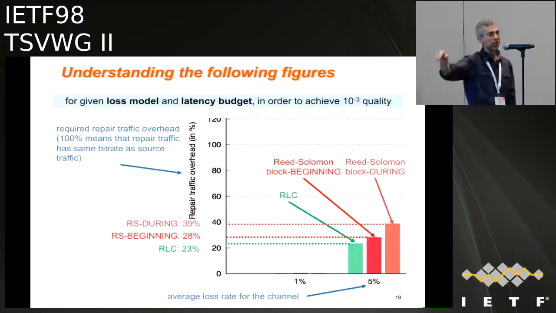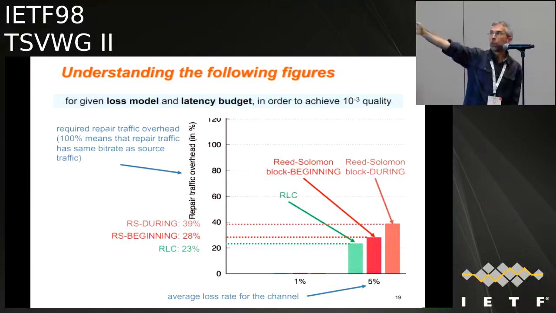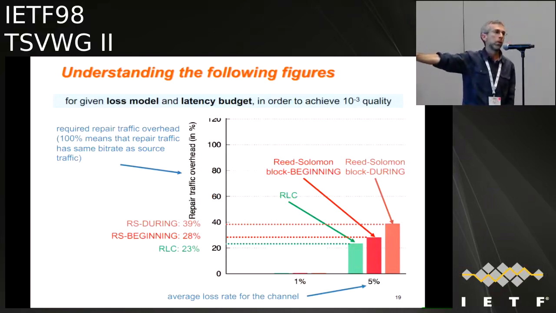Last slide, and then we'll have the results. This slide is just to explain how to read those figures. We are considering a fixed loss model. We are considering a fixed latency budget, for instance, 240 milliseconds, as I said before. And we want to achieve this target quality, 10 to the power -3 residual loss maximum. For a given average loss rate in the channel, we have 3 boxes. The green one is for RLC codes, and the orange and red boxes are for Reed-Solomon codes.